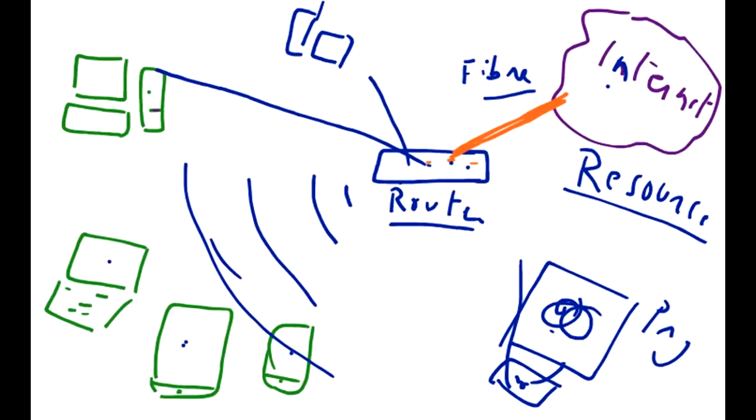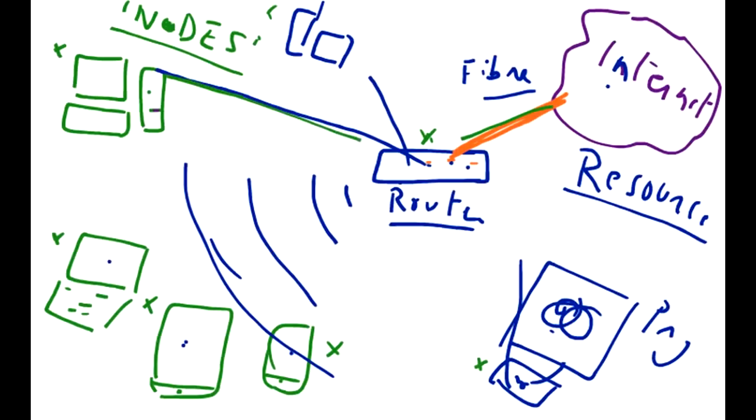So now you can see that there are different end nodes in this diagram, and all these devices are called nodes in terms of computer networking. We use fiber optics, wire and wireless to communicate. So we use three types of media: fiber optics, cable and Wi-Fi, and these are therefore called communication medium or communication media.